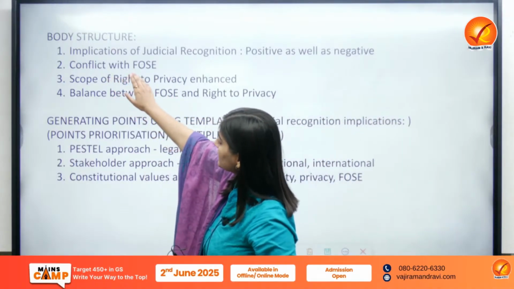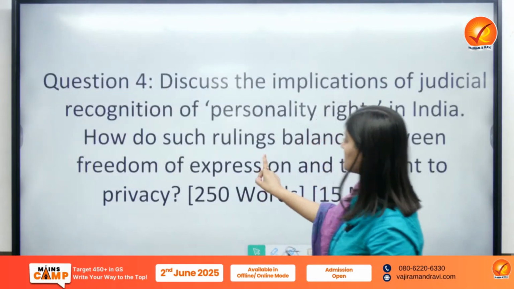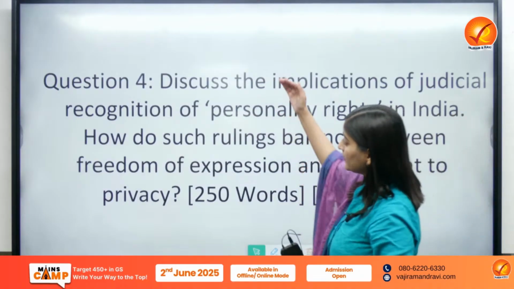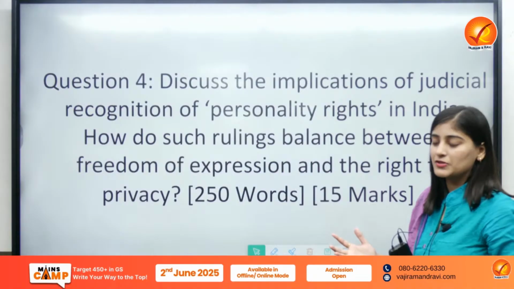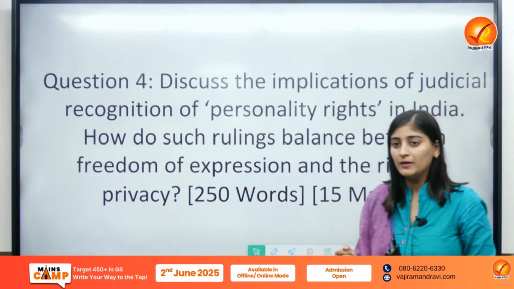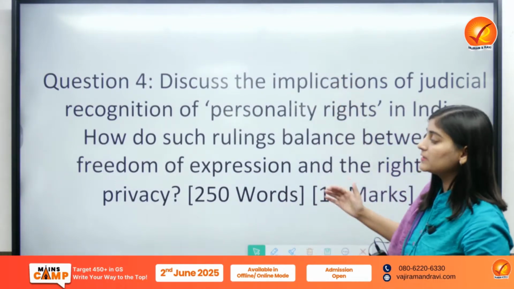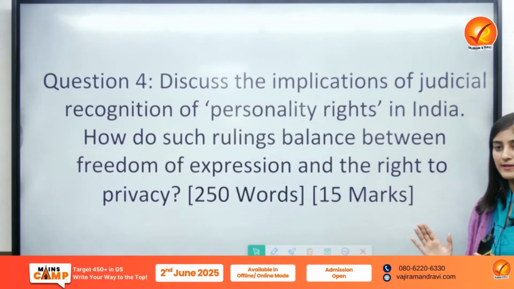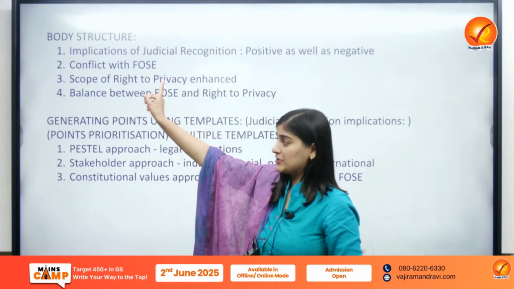Second is conflict with freedom of speech and expression. Because the question first mentions freedom of speech and expression. Be very systematic when you write the answer. Identify in which order the question is being asked. You cannot just create a haphazard answer structure, like starting with freedom of speech and expression. Some might start with Article 19, but that is not advisable. Start how the question is asked. The question is asked in a certain way because there is a certain reason. The examiner wants a particular kind of answer structure from you. So second would be conflict with freedom of speech and expression.